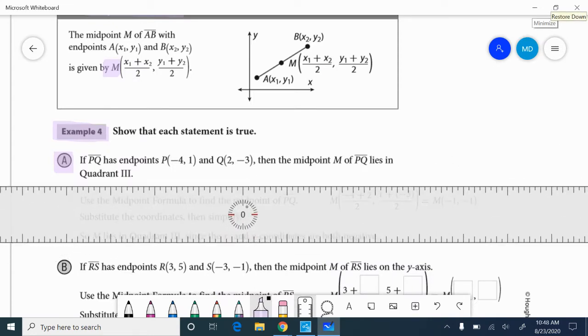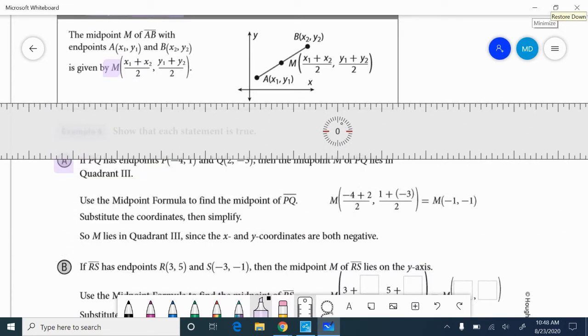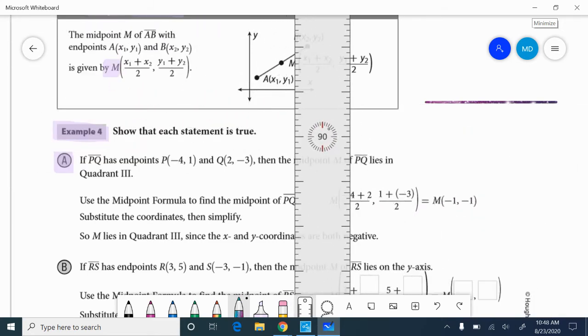So I'm going to open up my ruler because I do want to draw a little coordinate plane for you. Well, let's use this galaxy pen. That's pretty fun. You're like, sure, Miss Doolin. Totally fun.